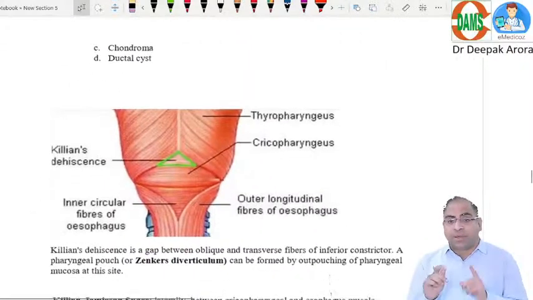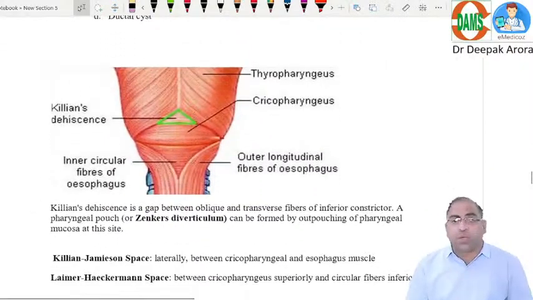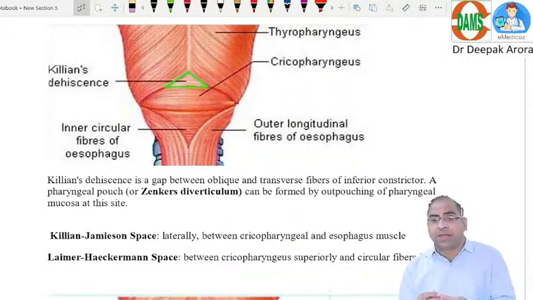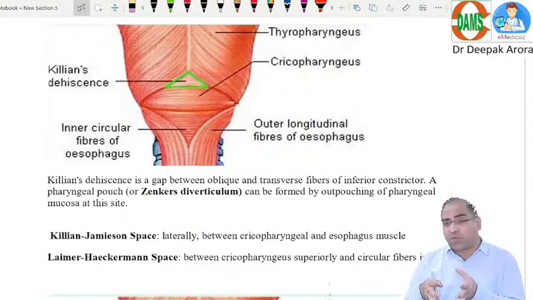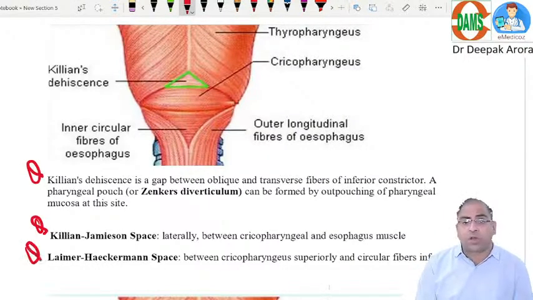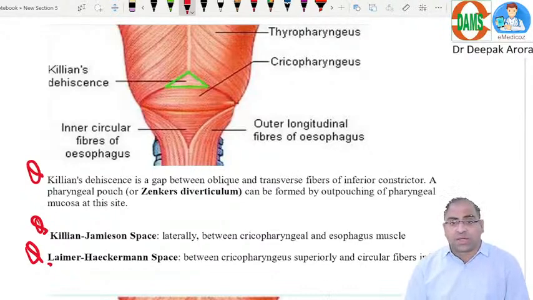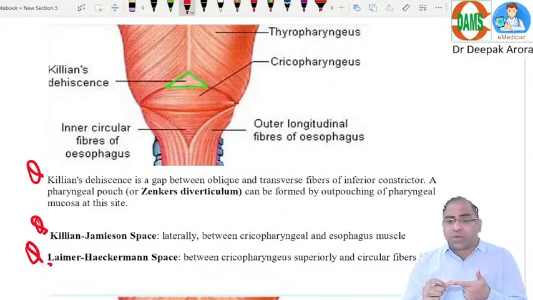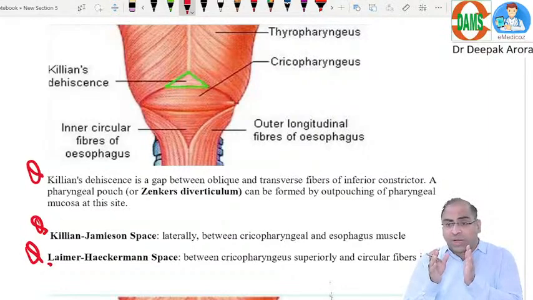Every student, just listen carefully now. Be confident of a few dehiscences and spaces, like Killian dehiscence, which is a gap between the oblique and transverse fibers of the inferior constrictor. These things should be on your tips. I'm showing you these important points for the upcoming examination. They can ask you Killian dehiscence, they can ask you Killian-Jamieson space. These are the important spaces at different levels.